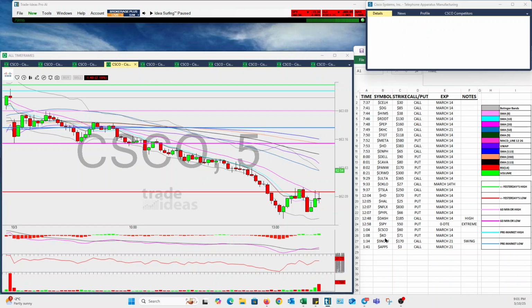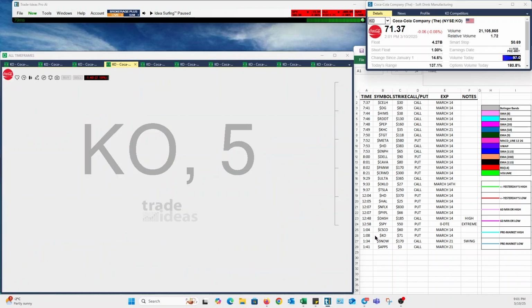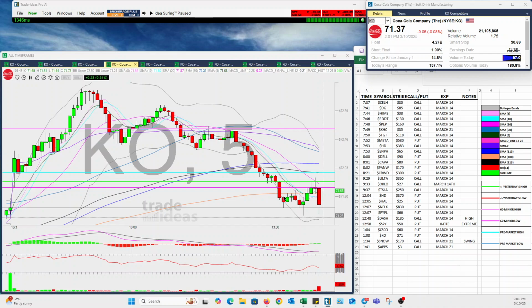KO was alerted at 108. Again, it was a put. So this is the same thing. There's already been lots of downside. It dropped below the 200 EMA here, the orange line, kind of rejected off, dropped down, and then went up. So this was just really choppy. And again, here you can see moving averages are going down, some are going up. It just would have been really risky trying to get in at that point. So that was KO. Then we had SNOW, which was a swing.